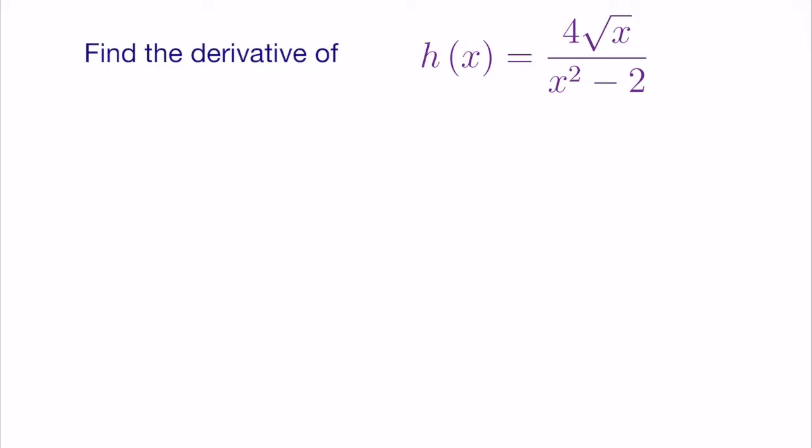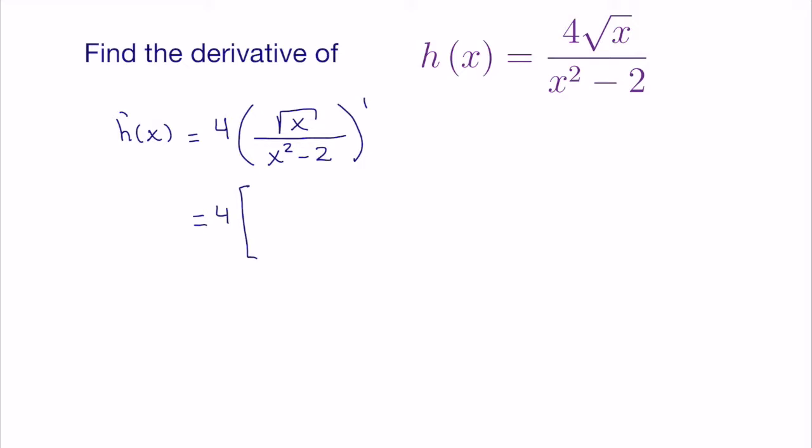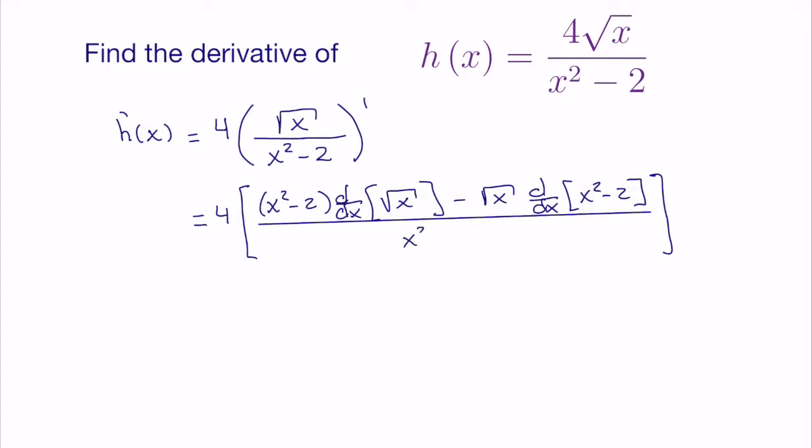I'm going to use prime notation. The derivative of h, I'm going to leave the 4 all the time in the front, and I'm going to derive square root of x over x squared minus 2. So this is what we're going to derive. And we proceed with the quotient rule. Keep the 4, and we do low d high minus high d low, square the bottom, and away we go.